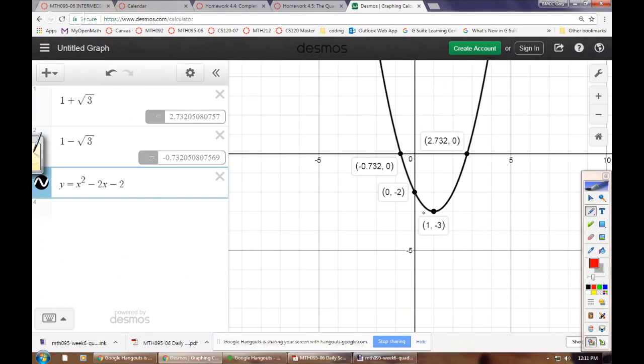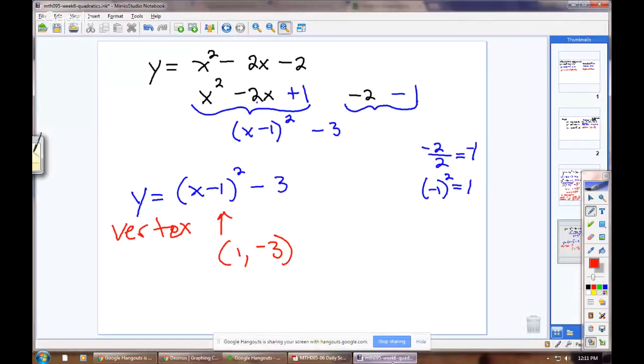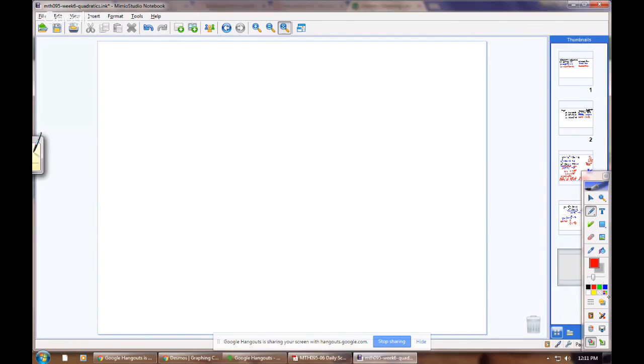Now that's fine that Desmos tells us that, but you're going to have to show me some work on your next test to demonstrate how you come up with that besides Desmos. And one way is completing the square. Another way we can look at this is with the quadratic formula. So let's take a quick look at that.